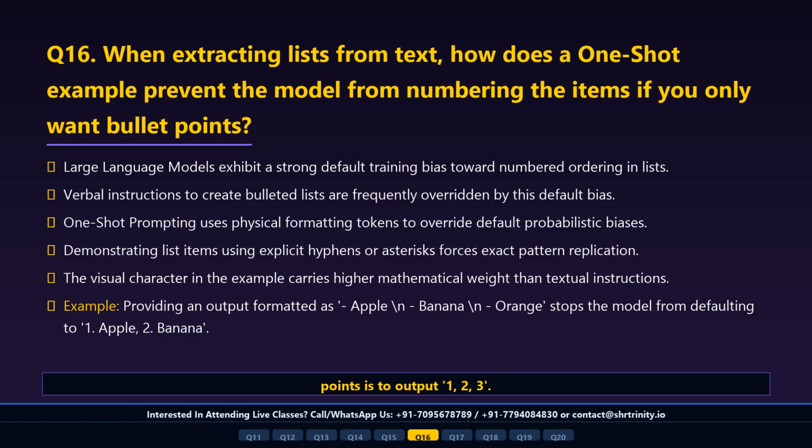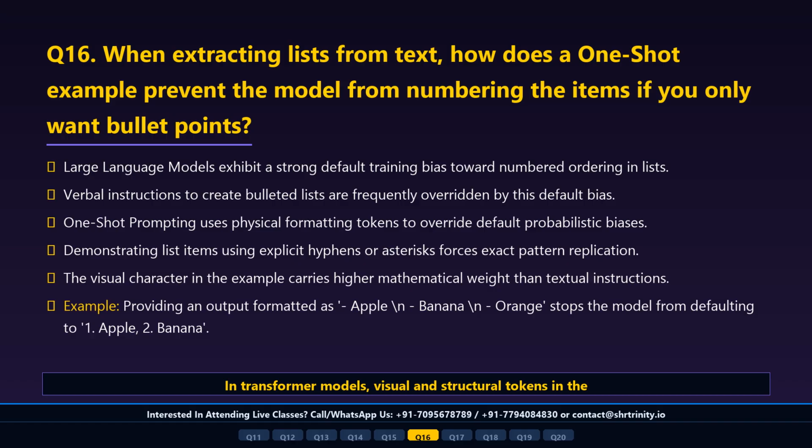In transformer models, visual and structural tokens in the context window carry immense mathematical weight during output generation, often much higher than negative text instructions. When you show the model a visual template where list items begin strictly with a dash or an asterisk, you realign its generation probabilities. Let's walk through our specific example. In our prompt, we include a single target output formatted strictly as --apple, --banana, and --orange.